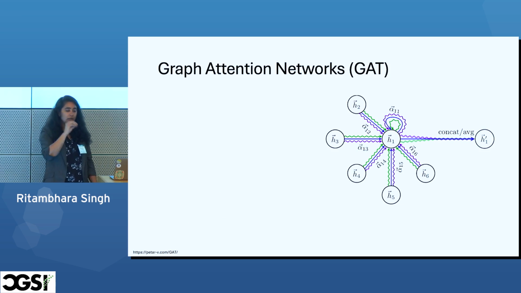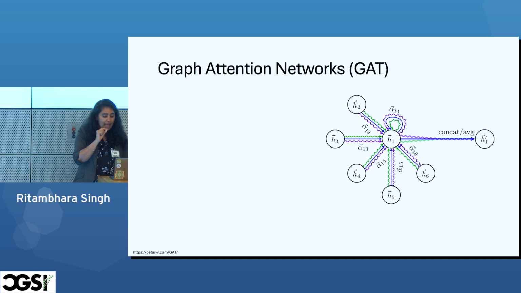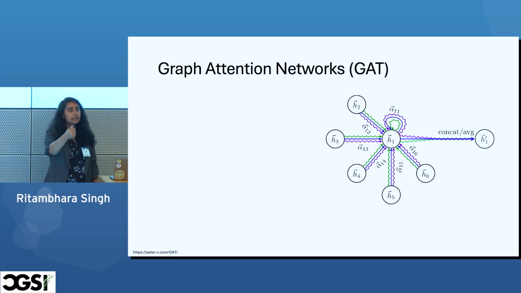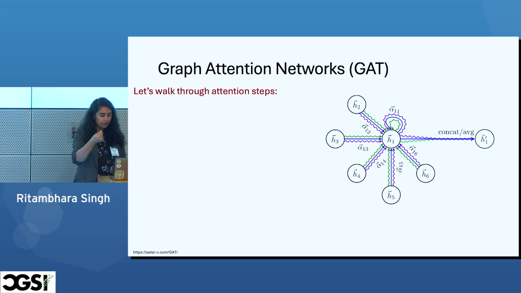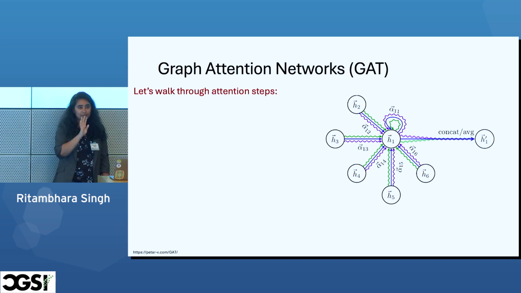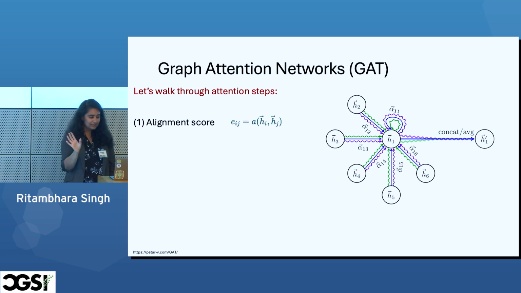So here we have learned the embeddings of the nodes. And what we are going to do is assign attention weights to the edges so that the nodes that are more important for the prediction have higher attention weights and the ones that are less important have lower attention weights. I don't know if you remember how attention works, but it's a very simple mechanism, very generalizable.